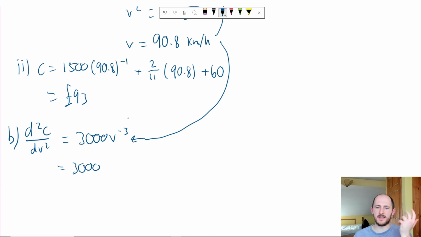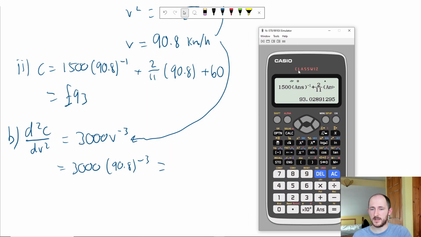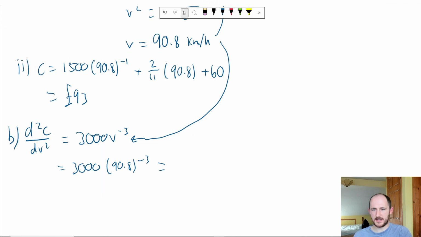And you can kind of see that it's going to be positive, and so obviously it's going to be a minima. But again, writing the substitution out is very important. It's just something that they really expect you to do. 90.8 to the power of negative 3. It's a small number, but it is a positive number. Greater than 0, therefore minima.